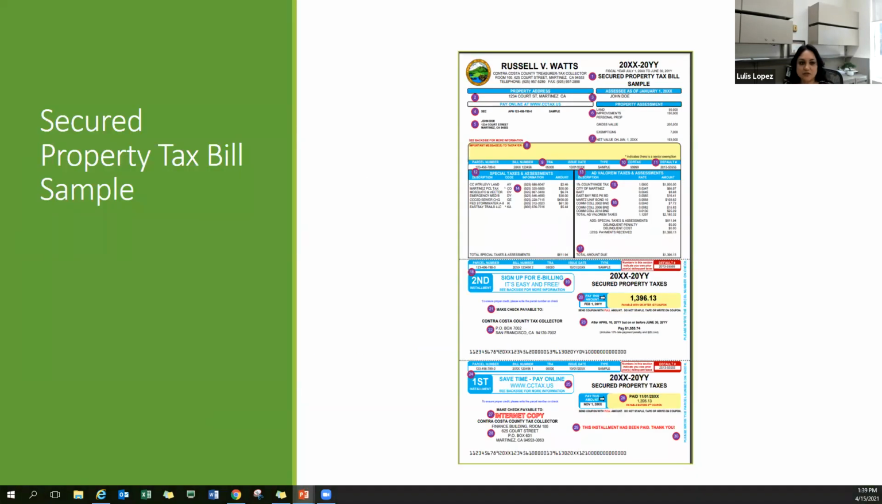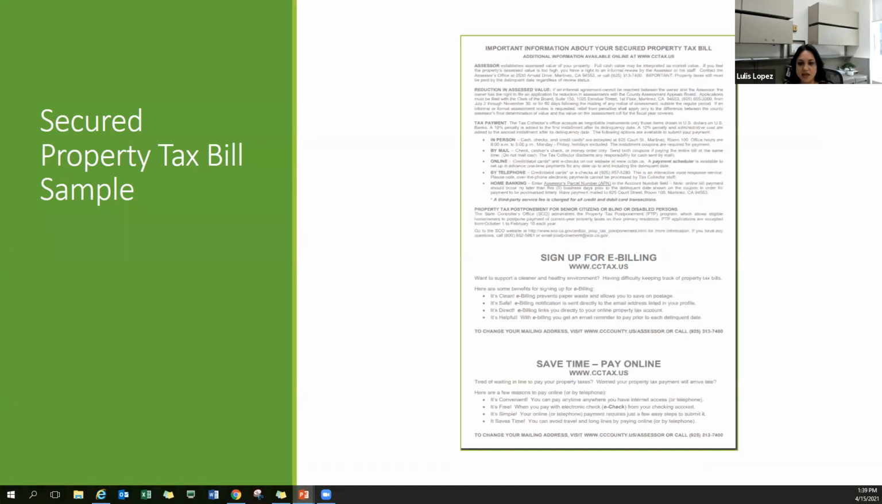And this is how the tax bill looks. Every year we change the color just to make it easier for taxpayers to identify what each fiscal year is. This is the front page of the tax bill, and this is the back page of the tax bill. Every year we have a little important information about the secured property tax bill.